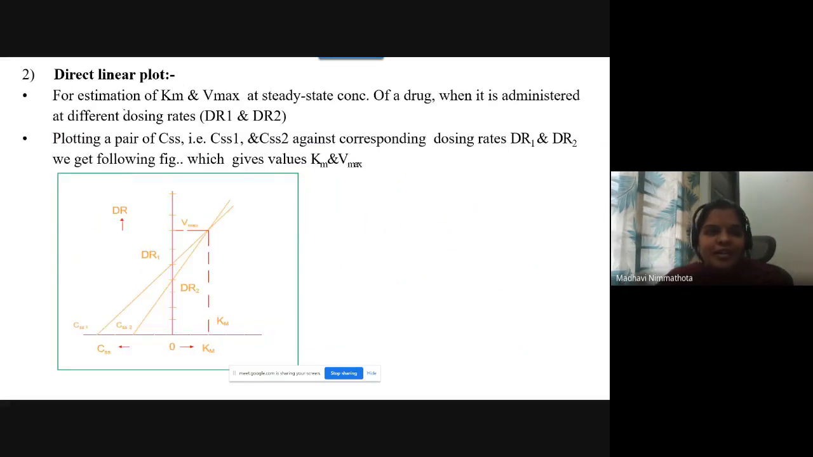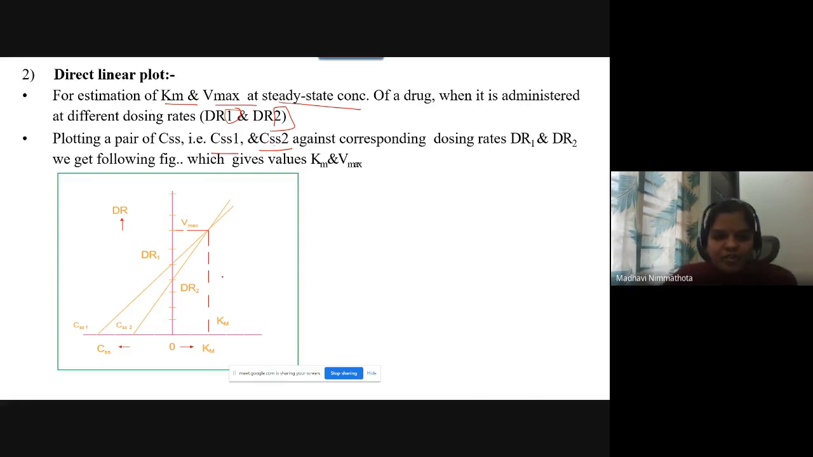This is for the estimation of Km and Vmax at the steady state concentration of a drug when you administer it at different doses. Different means here it is one dose and here it is a second dose. That's why here you are going to take two different dosing rates, that is DR1 and DR2. If you are taking two different rates, definitely you will get two different steady states. That's why here CSS1 and CSS2.